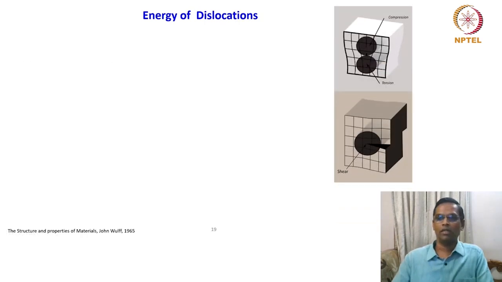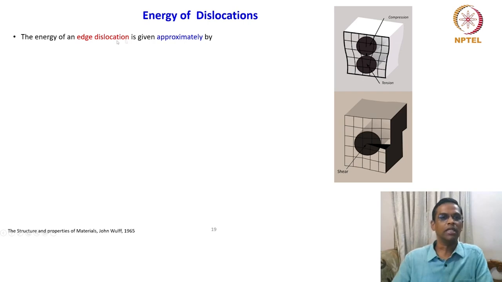So what I'm now showing here is two schematics. One is edge dislocation and the other is the screw dislocation. And what is shown, there is a shadow behind, right? Behind this three-dimensional schematic, there is a shadow. We kind of try to show the stress field around this dislocation.